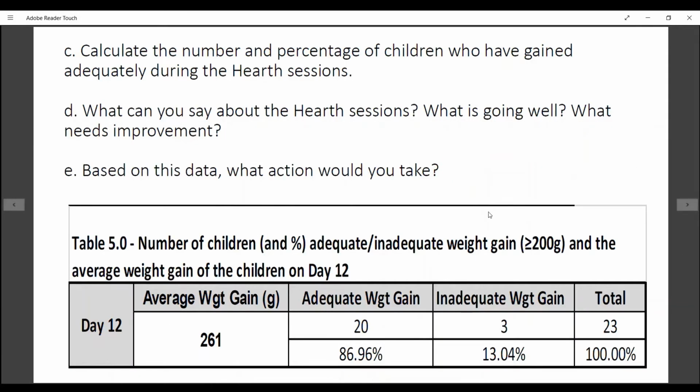What are the other actions that you need to take? For most of these children, probably you will just recommend to continue monitoring up to 1 month. But also, please provide feedback to the mother or caregiver of children who have gained 200 or more weight, to support them and encourage them to continue practicing the good behavior. Also, provide follow-up to the children who are not gaining adequate weight.